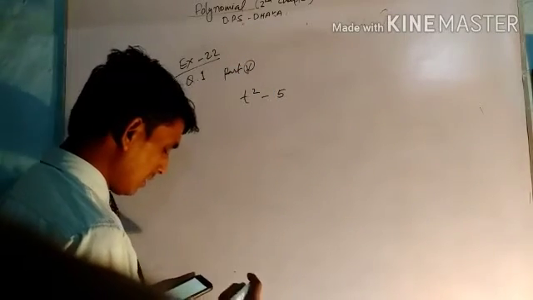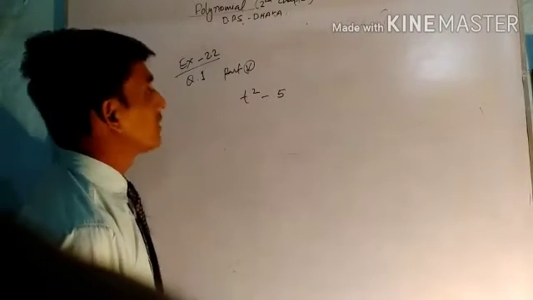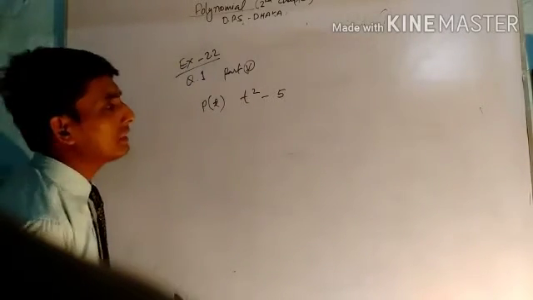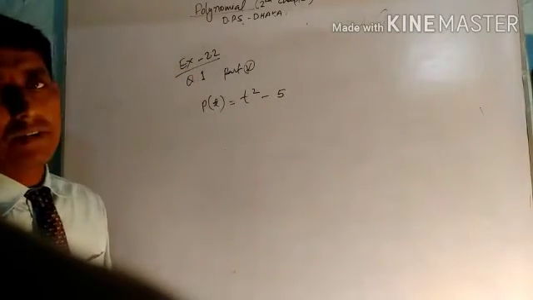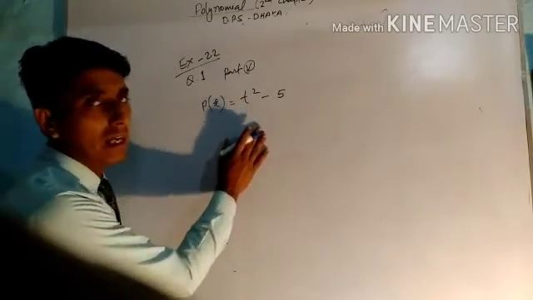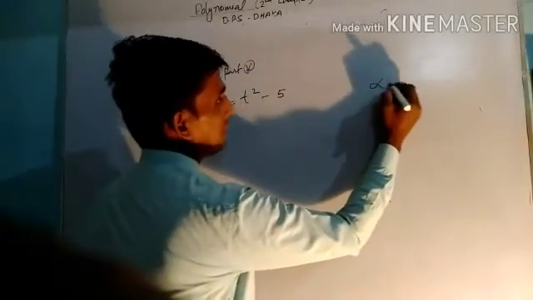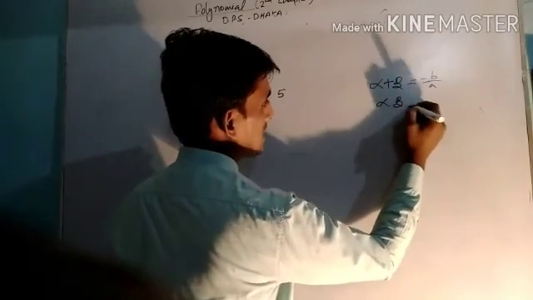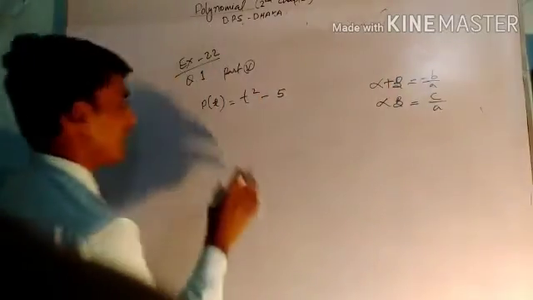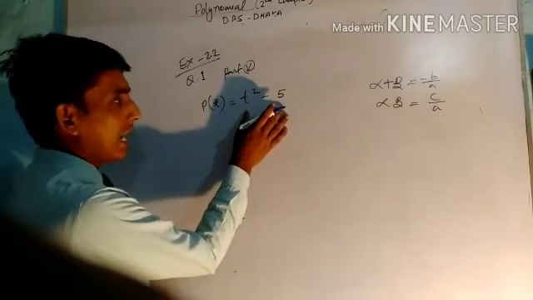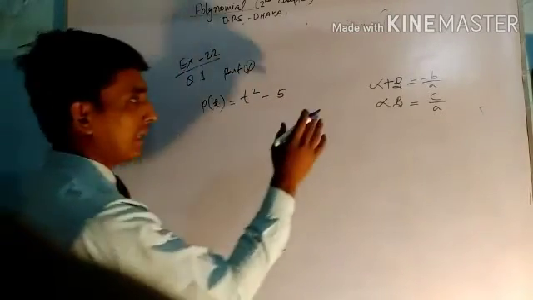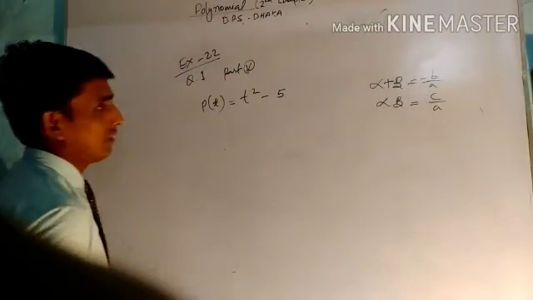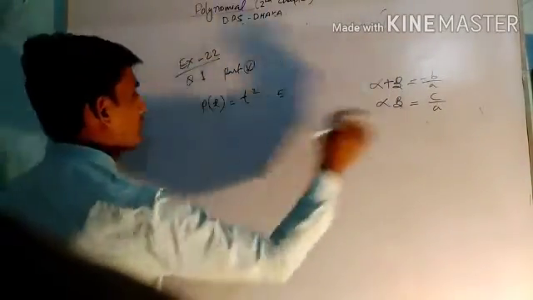In this question we have to find out the root of the equation, root of the polynomial. Here the polynomial is p(t) is equal to t square minus 5. We have to find out the root of the polynomial and verify the formula alpha plus beta is equal to minus b by a and alpha into beta is equal to c by a. So we have to find out alpha and beta in this polynomial and verify with this formula which is given in the book. So you have to verify that this formula is true.